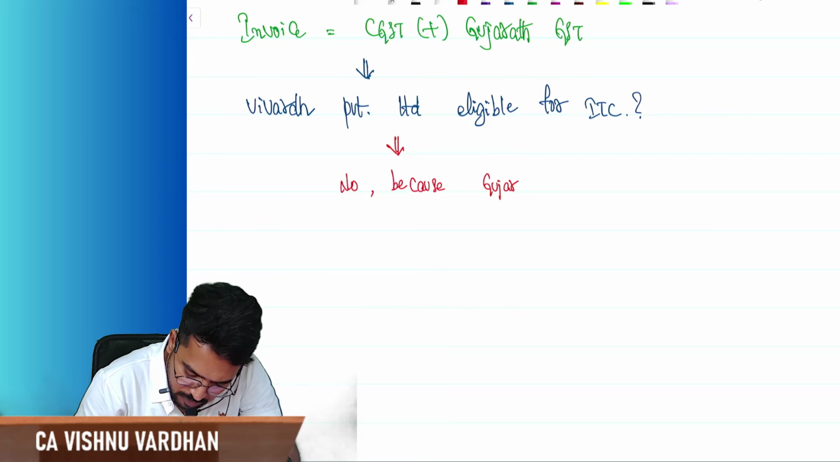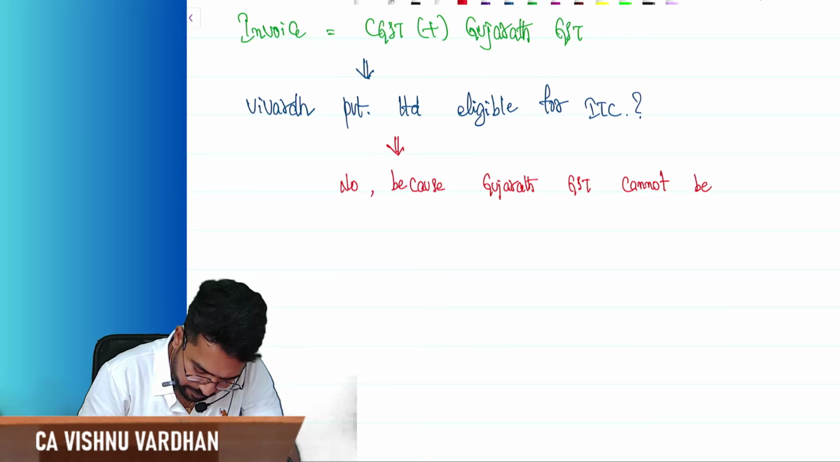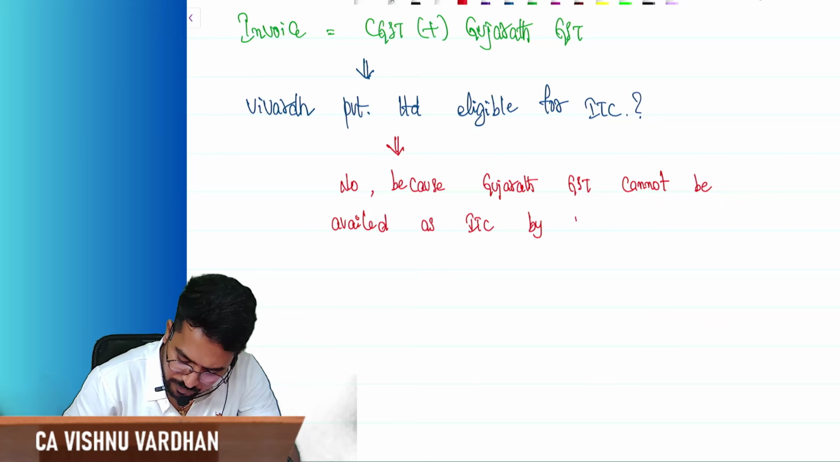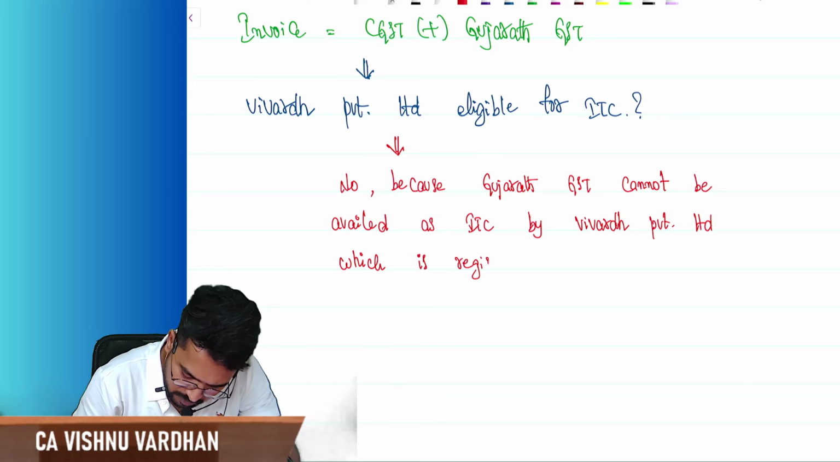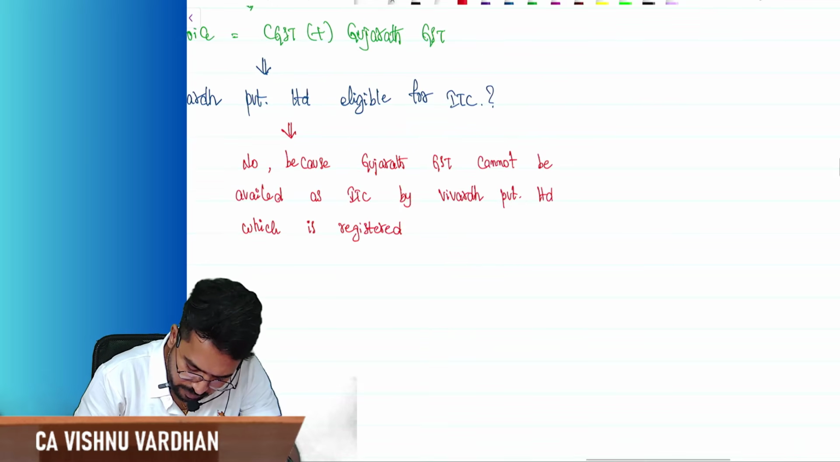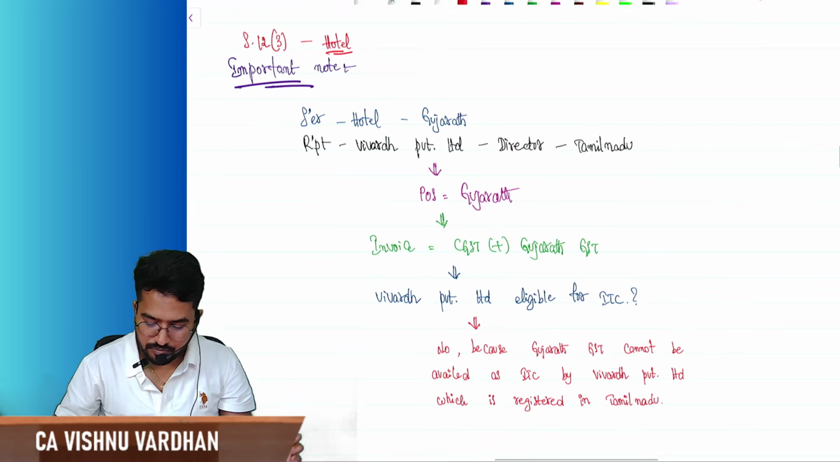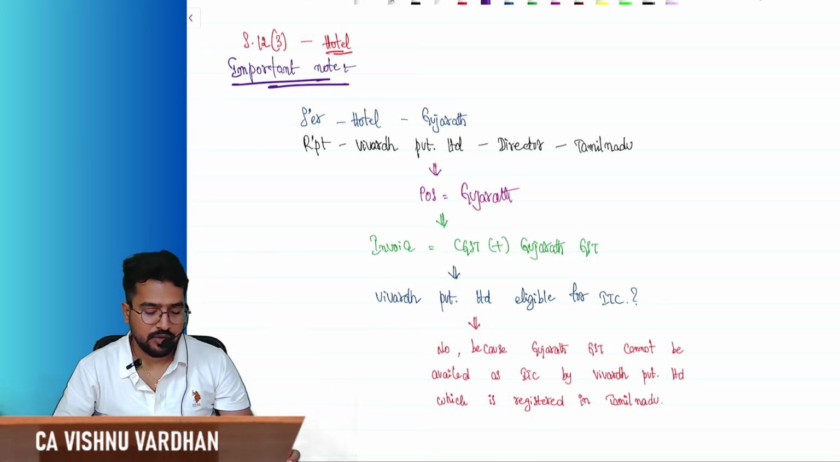Because Gujarat GST cannot be availed as ITC by Vivard Private Limited, which is registered in Tamil Nadu. Am I clear now? Everybody, please be careful with this point, a very, very important note. Please be careful. Shall we move on?